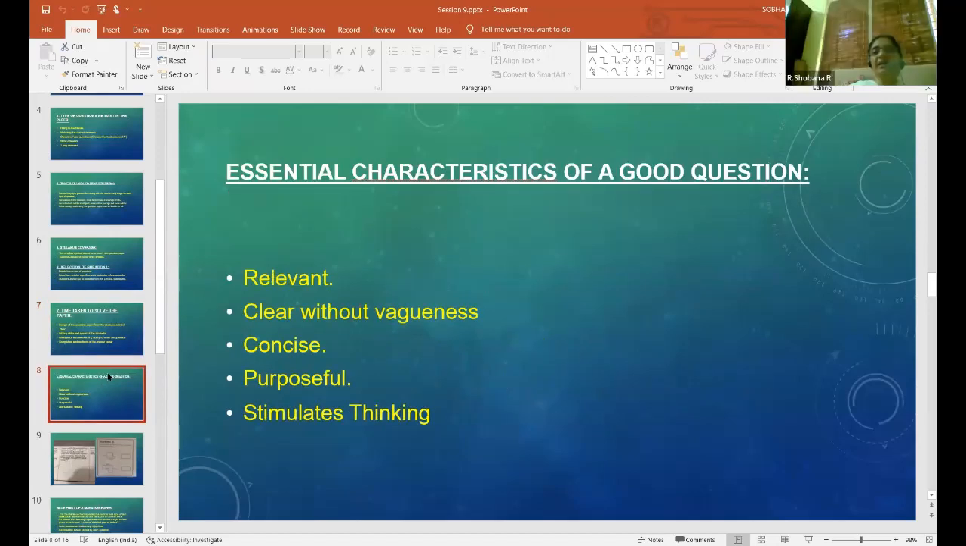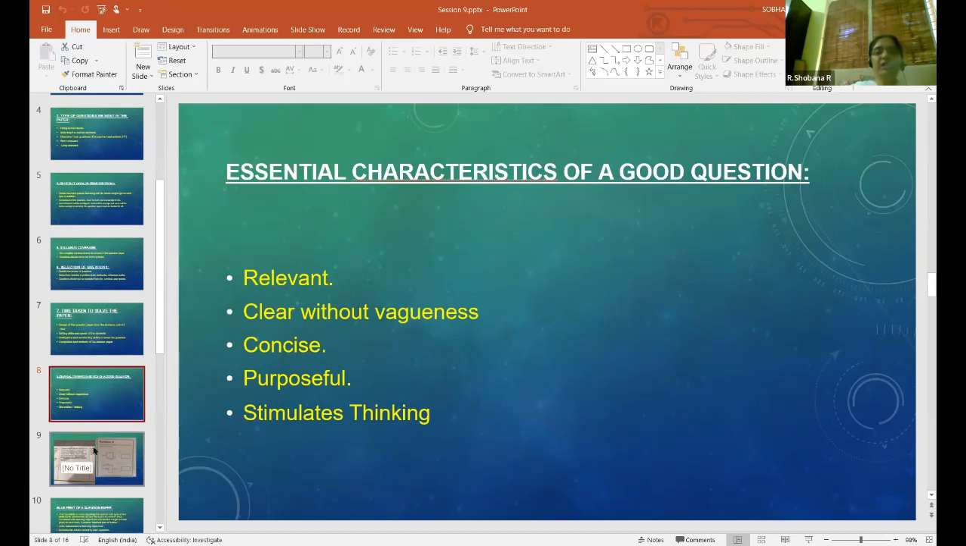Next one: essential characteristics of a good question. Each question must be relevant to the concept that we are going to test. It must be very clear, without vagueness. The question must be apt, clear, concise and purposeful. It must connect to the concept, and it must always stimulate thinking. For example, the match the following question must be done only after some real thinking and not just blindly. So every question must have all these characteristics.